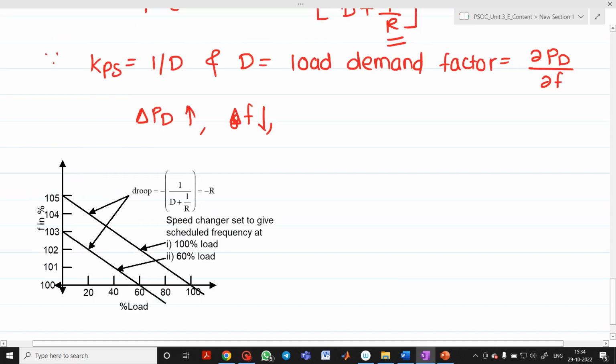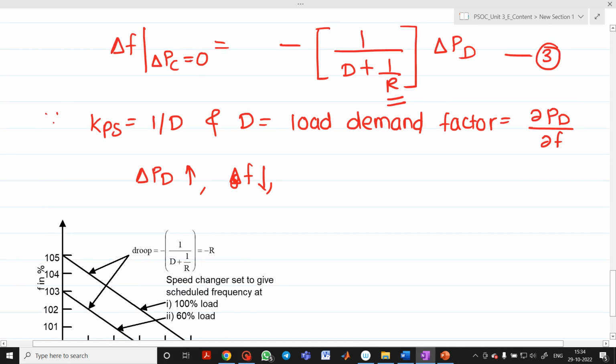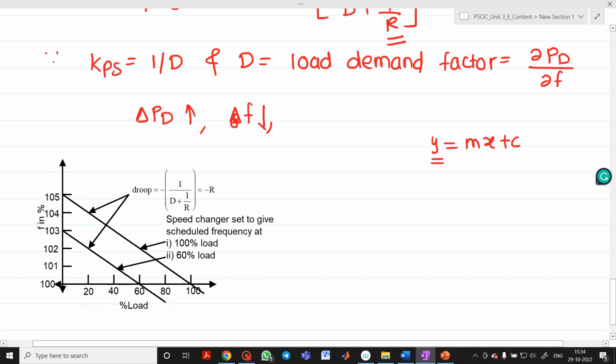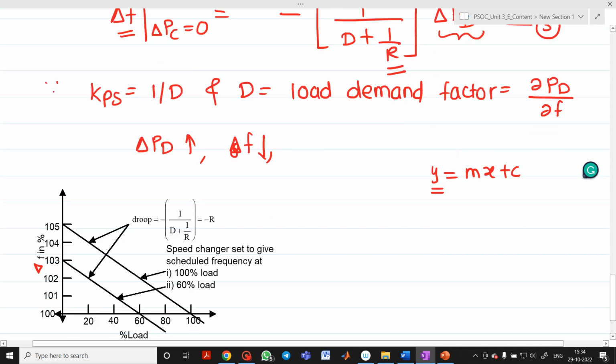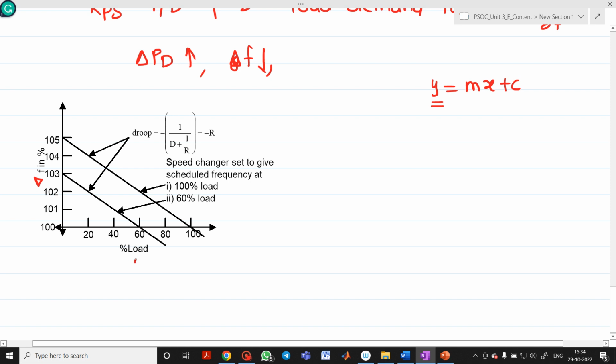Please compare equation 3 with a straight line y equals mx plus c. On the y axis we have taken delta f, but instead of delta f we have taken it as a percentage, so delta f in percentage. Then there is no constant term, the c term is not there, only m and x. X is nothing but the change in load demand, again in percentage, so percentage PD.